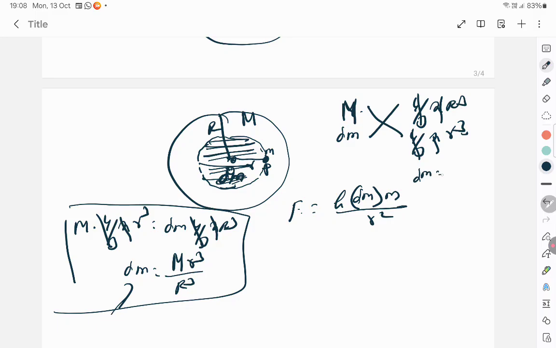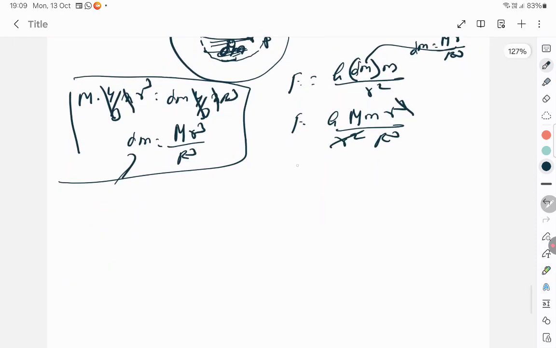Either you should memorize it. I told this boy also, did you write that? I asked him. Capital M into small r cube by capital R cube, substitute that here. So F is equal to G into capital M into small m into small r cube by capital R square, capital R cube small r square. This and this get cancelled. Thus you get the new force inside like this.